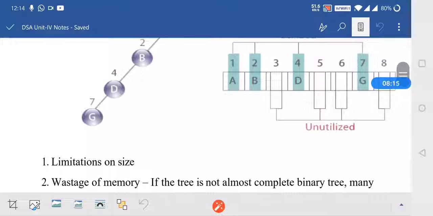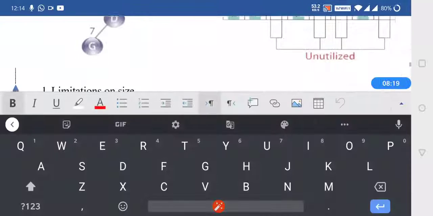So this was all about tree, the basic terminologies of tree and binary search tree.